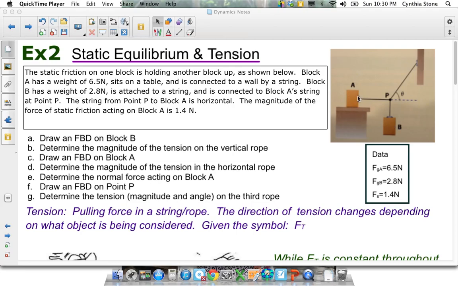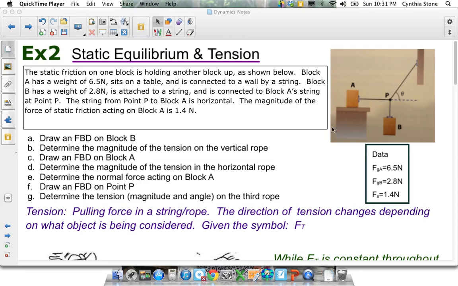You've got two blocks. One is sitting here on a desktop. There's this point from which the second block, B, is hanging, and then they're both also connected to the wall through this diagonal rope at some angle. And so we don't know that angle.